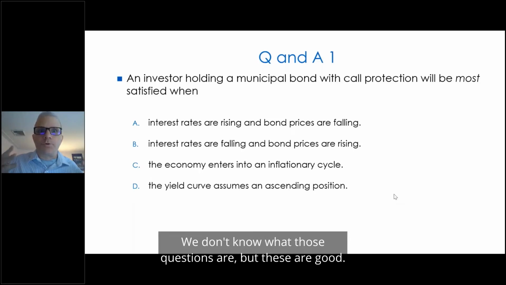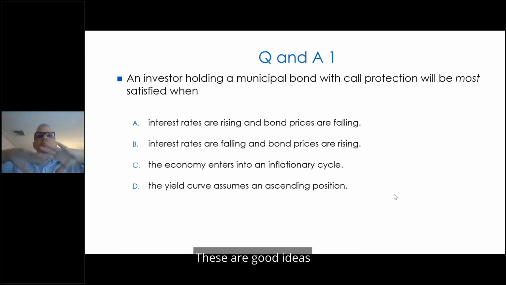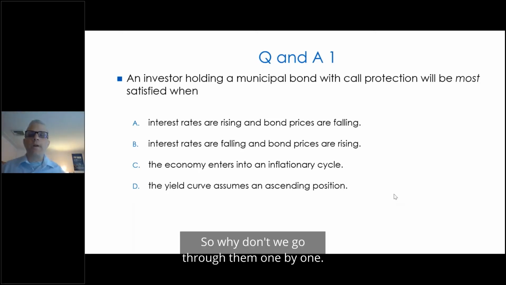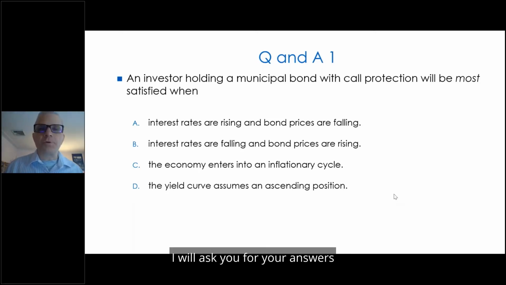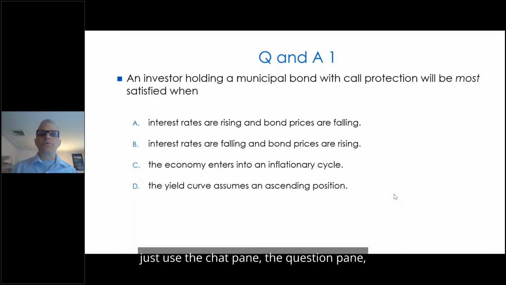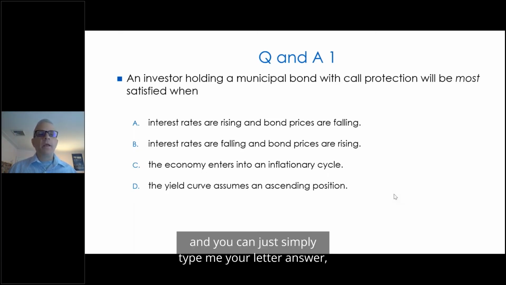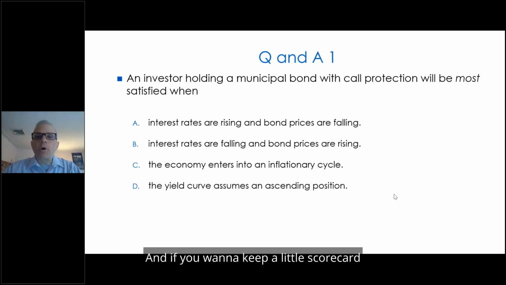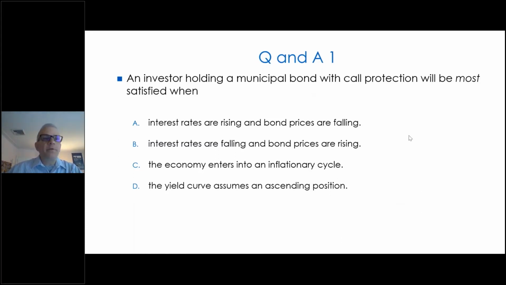We don't know what those questions are, but these are good ideas to be thinking about as you proceed. So why don't we go through them one by one? I will ask you for your answers or your responses to the questions. Just use the chat pane, the question pane, and you can simply type me your letter answer, A, B, C, or D. And if you want to keep a little scorecard for yourself on how you're doing with these questions as you go along, that'd be great. Okay, so we'll get a sense of where we are and how you're doing here. All right, so let's jump in.